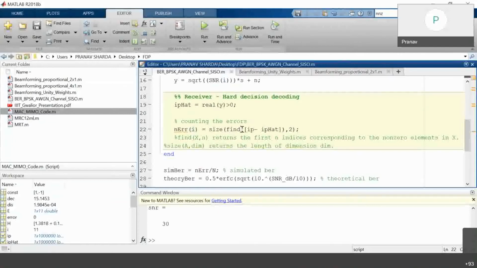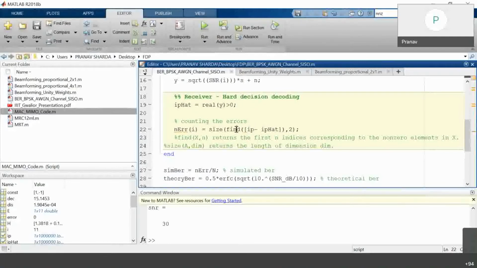Let us first see the innermost one, the find command, find of IP minus IP hat. So IP is the transmitted symbol, right? And IP hat is the decoded symbol or the estimated value at the receiver side, which we have decoded at the receiver. So when you take the difference of the two, if the difference comes out to be 0, it means both are the same and there is no error. And if the difference comes out to be non-zero, it means both are different and there is an error. An error has occurred. And when the difference is non-zero, we are interested in those particular values only.